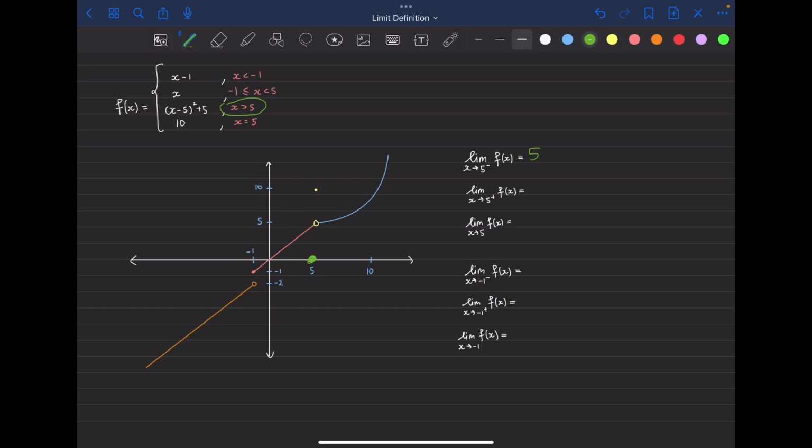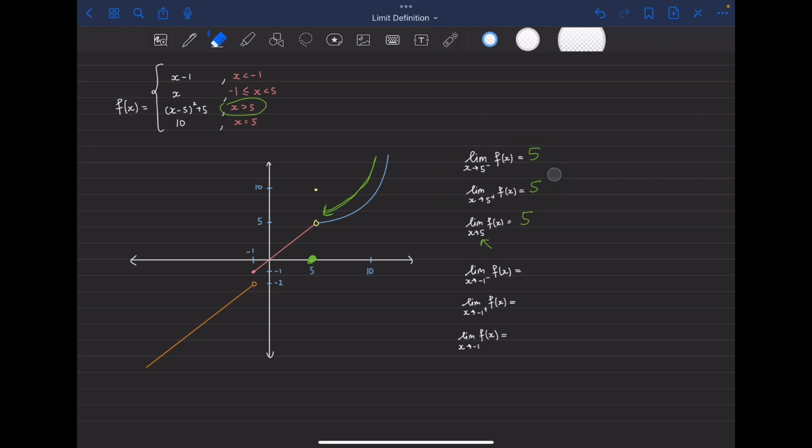And then if it approaches 5 from the right side, same thing. You go this way, kind of following the blue curve. But as it approaches 5 from the right side, you still approach the same value, which is equal to 5. So in this case, since the left limit and right limit are the exact same, the limit as x approaches 5 in general should also be the exact same.